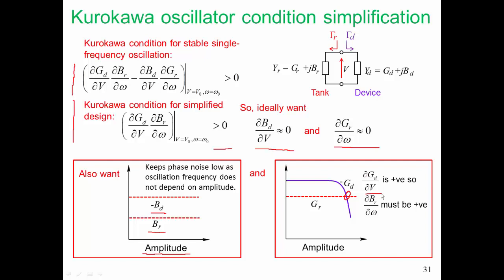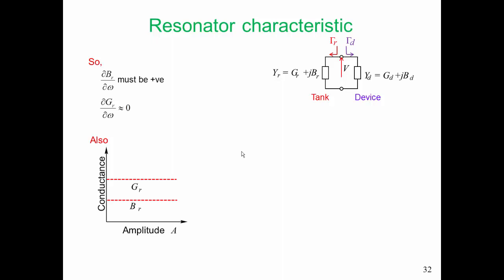And if we look at the simplified Kurokawa condition, this condition here, we see that if dGD/dV is positive, then dBR/dω must be positive. That is, the derivative of the susceptance with respect to frequency must be positive. So we want to achieve many of these things simultaneously. So the resonator network cannot be too complex to achieve all of these characteristics simultaneously. Grouping these characteristics together, these are the properties we want to achieve with our resonator network.